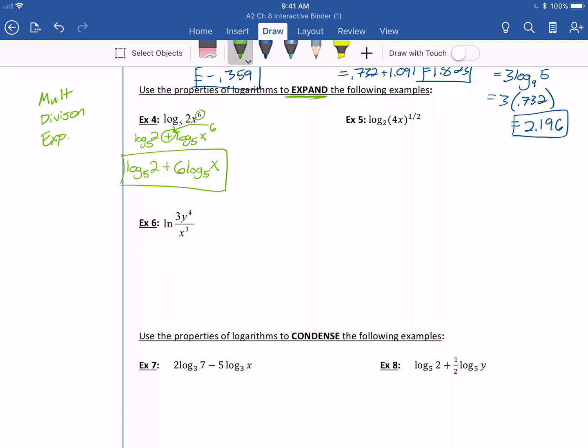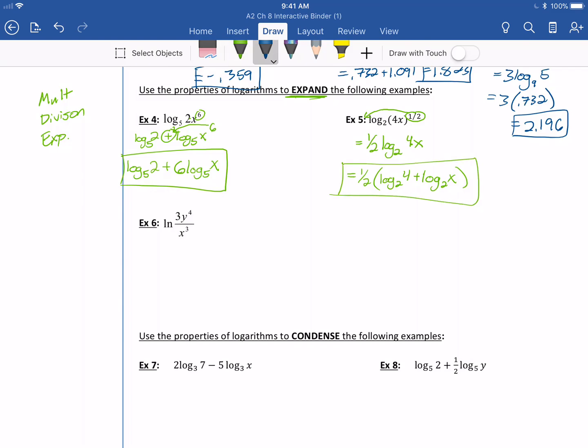All right, now this next one, example number 5, I notice that this 1/2 talks to everything. So that 1/2 can come out in the front right away at the beginning. So I have 1/2 log base 2 of 4x. And now I still see that I have multiplication here, between the 4 and the x. So now this becomes 1/2, and I'm going to put a parenthesis here. So I have log base 2 of 4 plus log base 2 of x. And that right there is expanded.